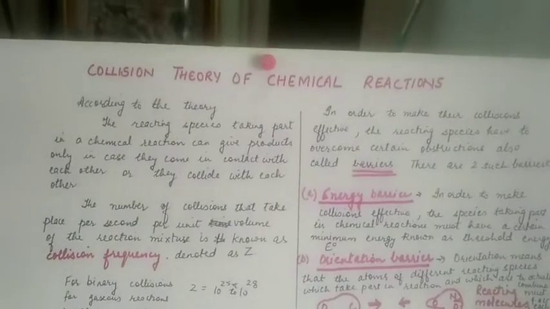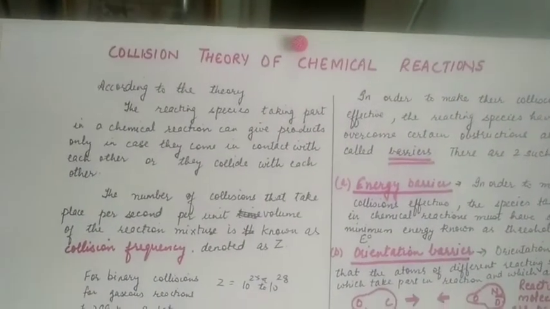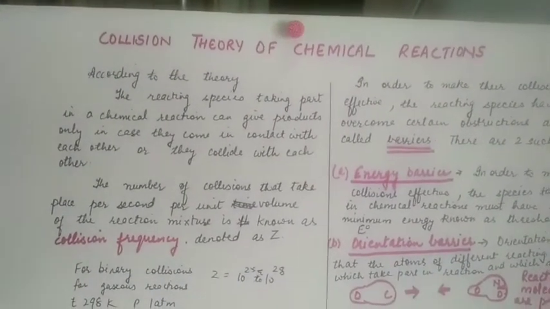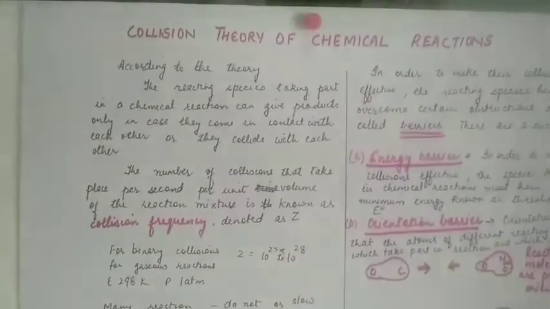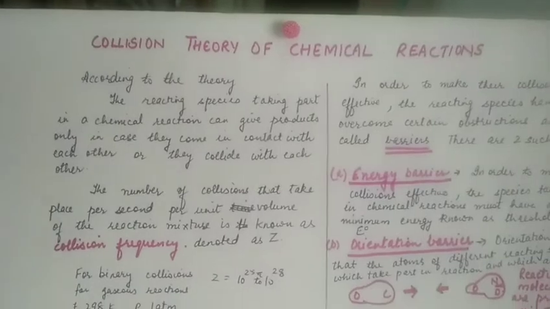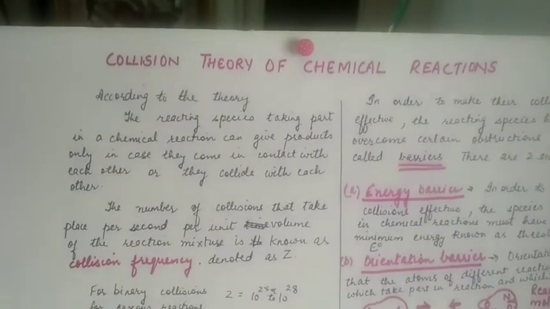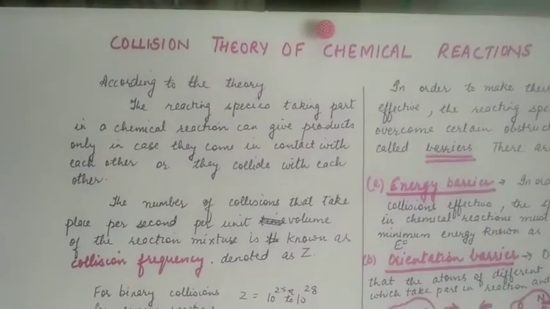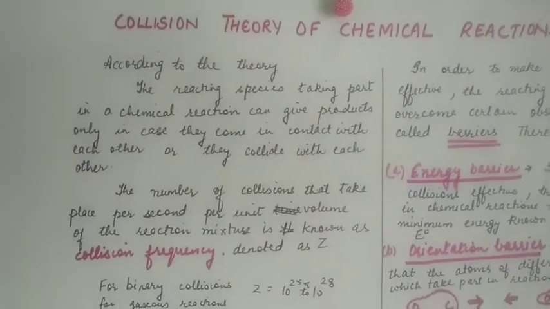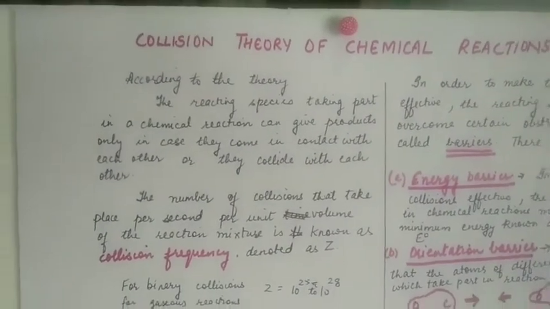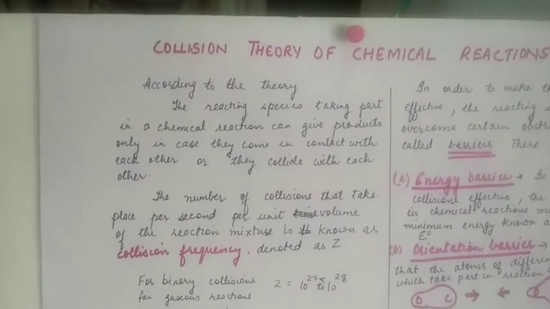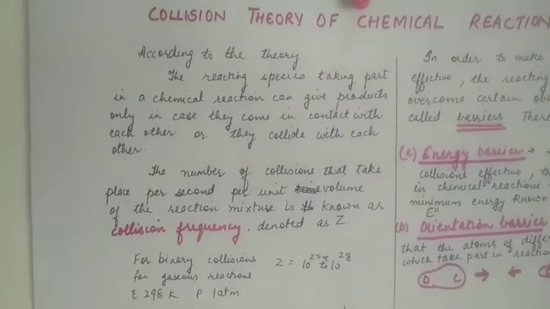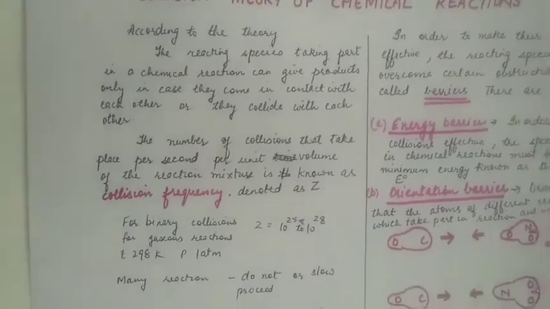Hello friends, the topic for today is collision theory of chemical reactions, taken from Chemical Kinetics of Class 12. According to the theory, the reacting species taking part in a chemical reaction can give products only in case they come in contact with each other, or they collide with each other.